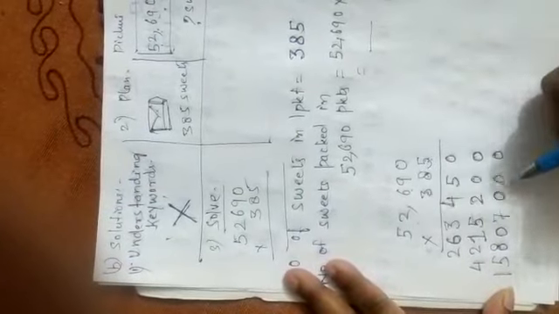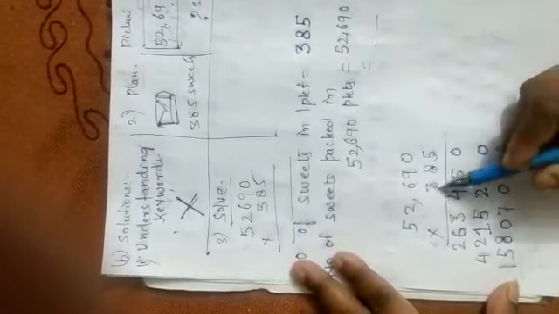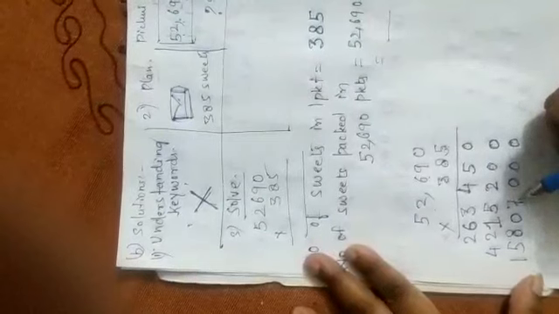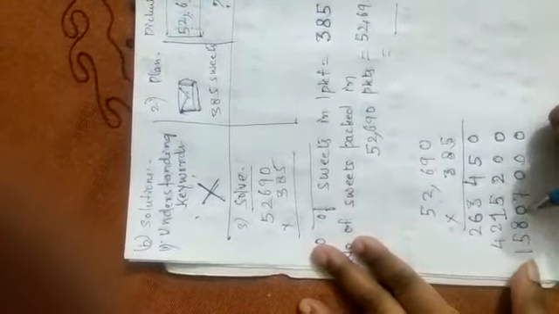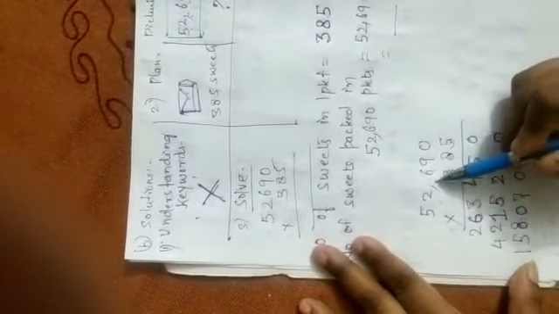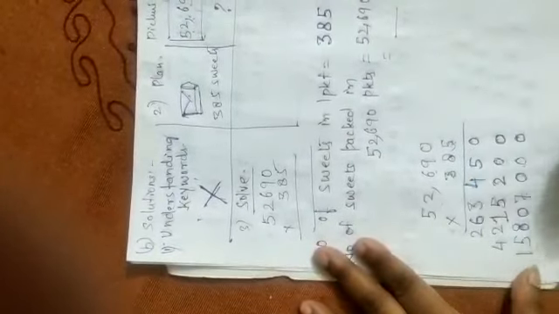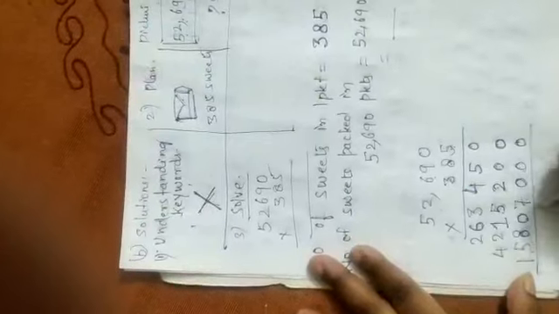3 nines are 27, 2 carry over. 3 sixes are 18 plus 2, 20. 2 carry over. 3 twos are 6 plus 2, 8. 3 fives are 15. Now let's do the addition.